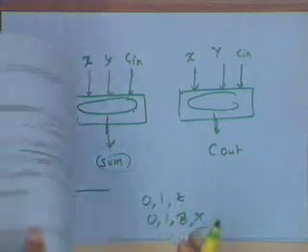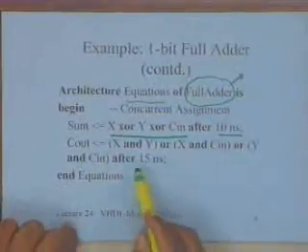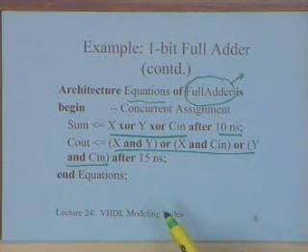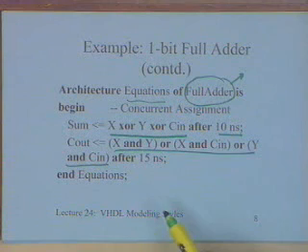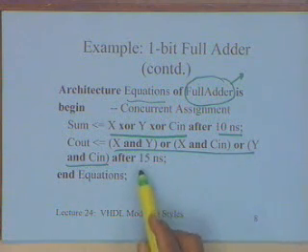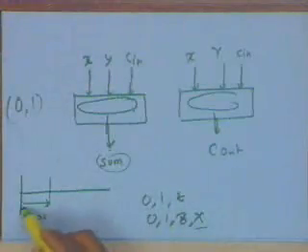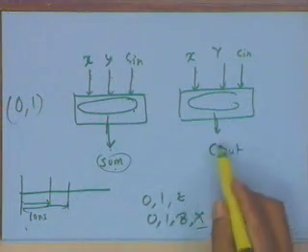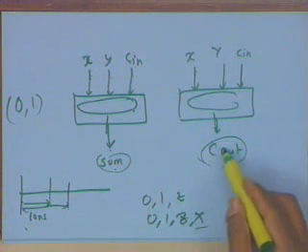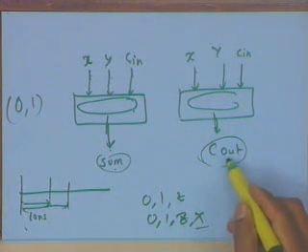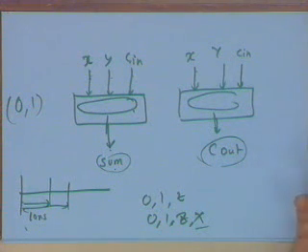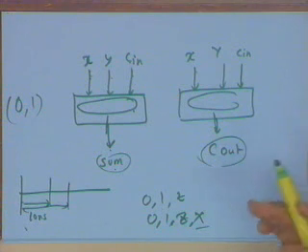Similarly, the same thing happens over here. The evaluation of this expression takes 0 time. There is no time associated with this. The evaluation of this expression is done, and it is again assigned after 15 nanoseconds by the driver. Basically, it is scheduled that C out will become whatever is the value of this expression after 15 nanoseconds.